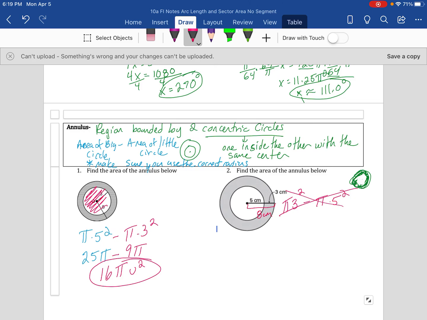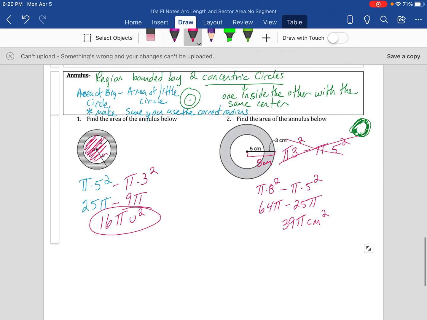So remember that that's going to be this whole thing, so the radius of the big circle is going to be 8 centimeters. So it's going to be pi times 8 squared minus pi times 5 squared. So it's going to be 64 pi minus 25 pi, which is going to be 39 pi centimeters squared.